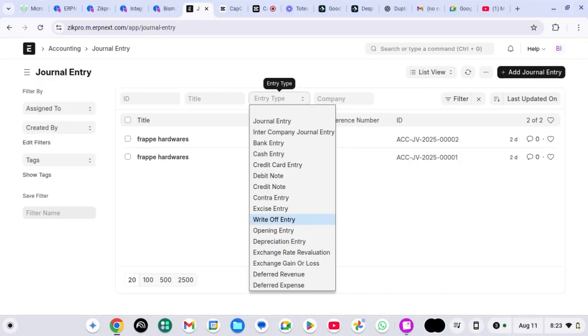Write-offs or bad debts. When an invoice becomes uncollectible, it is written off as a bad debt. Debit bad debts written off, and credit customer account. This entry acknowledges that the company will not be paid the customer's due amount.